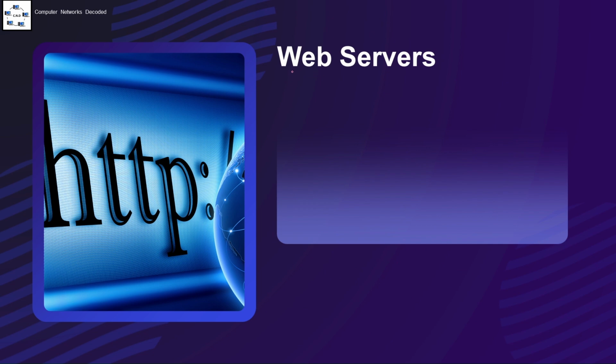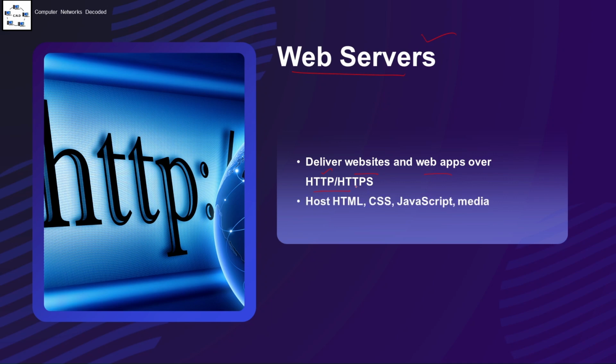So next network hosts are the web servers. So these basically deliver websites and web applications over HTTP and HTTPS protocol. As we studied, HTTP is the unsecure or unencrypted, and HTTPS is the secure version of the web server. And it hosts HTML, CSS, JavaScript, and media files and pages. And the common software that hosts the web servers are Apache, Nginx, and IIS. This is from Microsoft.